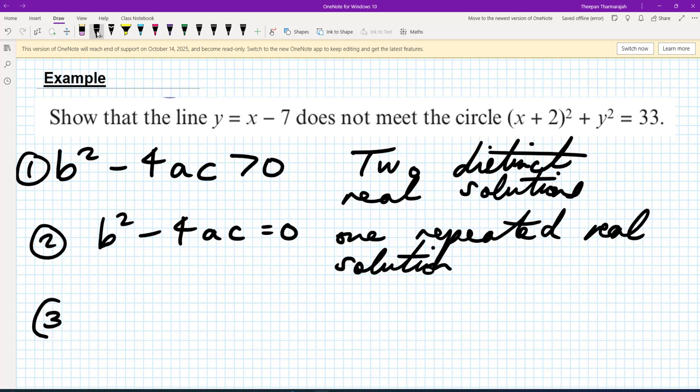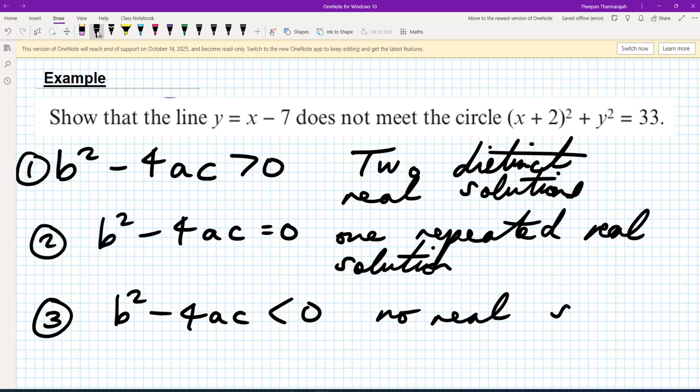And the final case is when the line does not touch the circle, b squared minus 4ac will always be less than 0. So we say no intersection point or no real solutions. So these are going to be our three cases that we're going to be looking at.